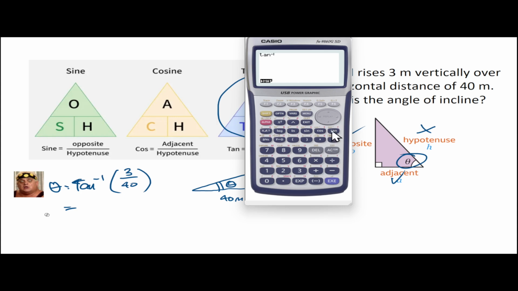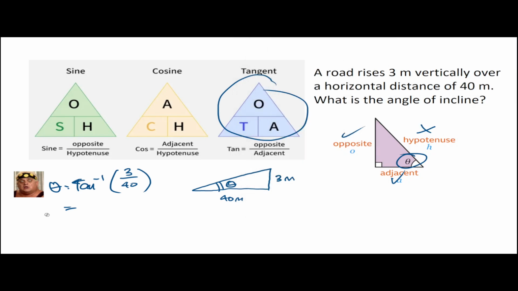So shift, tan, 3 divided by 40, 4.289 degrees. That would make sense. 4.29 degrees. And that's done.